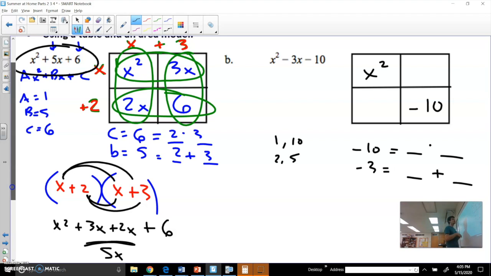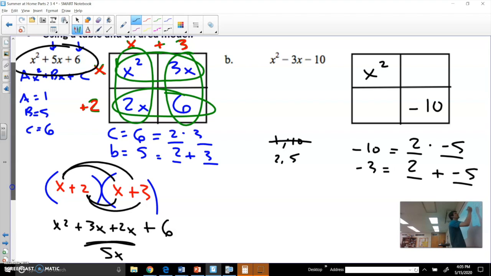For example, to multiply to be negative 10, one of these is going to have to be negative. Maybe it's the 1, maybe it's the 10. But when you add 1 and negative 10 or negative 1 and 10, there's no way you're going to get negative 3. You're going to be getting like 11 or negative 9 or negative 11 or positive 9, something like that. But if you think about 2 and 5, 2 times negative 5 is negative 10, and 2 plus negative 5 is also negative 3.